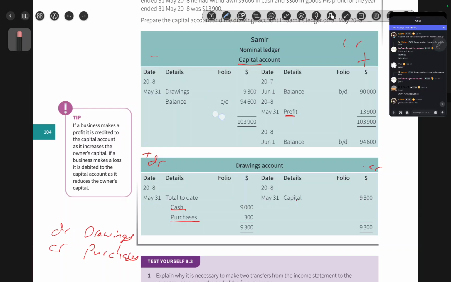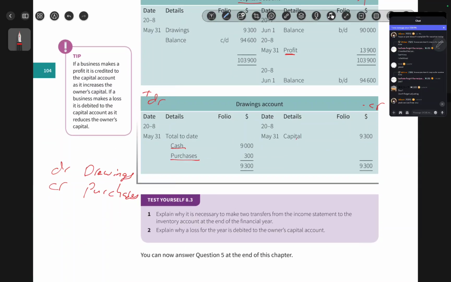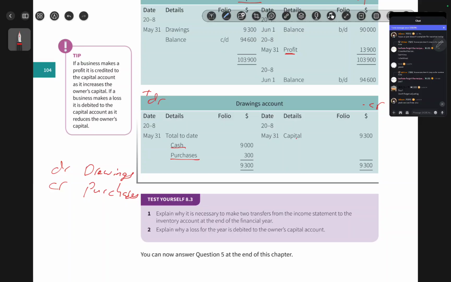All right. And then in the capital account, you're just going to have the opposite thing. So it was debit drawings, credit purchases to record the drawings, and now you will credit drawings and debit capital. We write the debit first, debit capital because it is decreasing, and credit drawings because it is also decreasing.